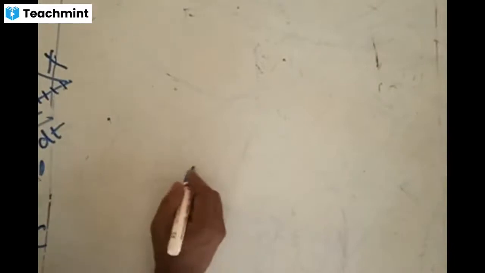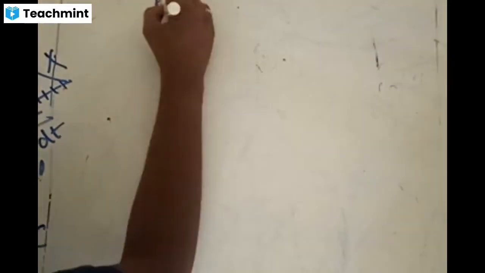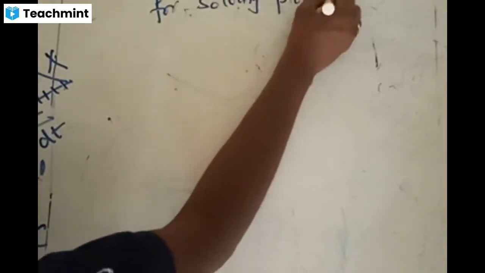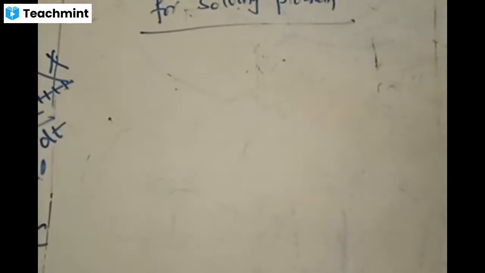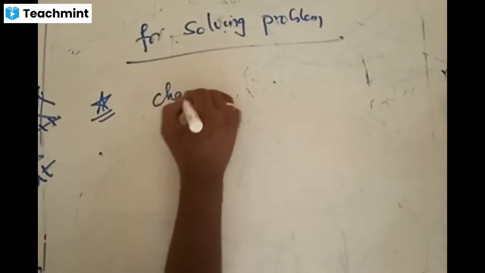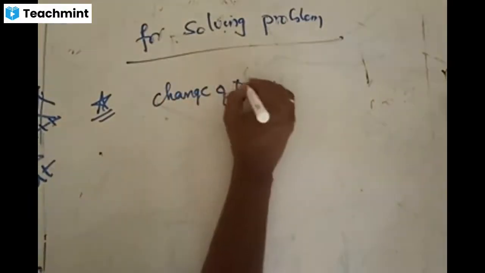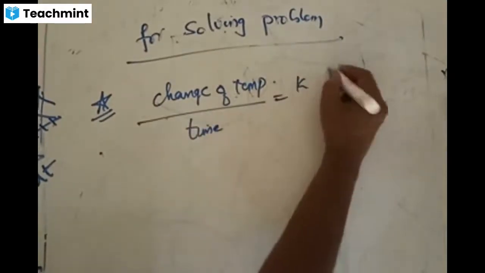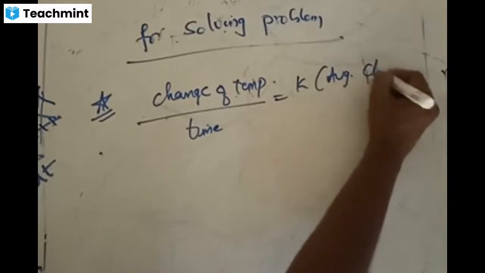Is the point clear? Now we write this Newton's law of cooling in a better form for solving problems. The Newton's law of cooling formula should be used like this. Remember, this is how to use the formula of Newton's law of cooling to solve problems. It is like this: change of temperature by time is equal to K into average change of temperature.